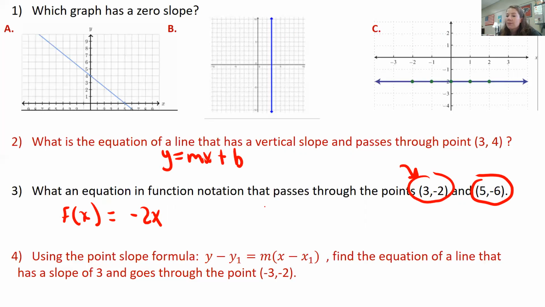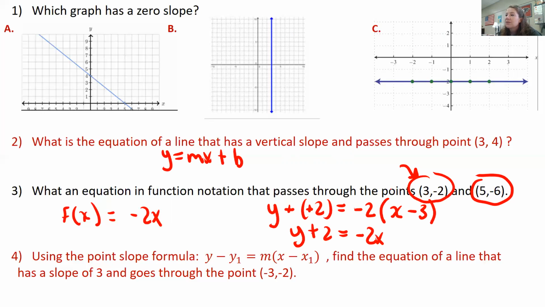So my point slope formula is y minus y1. Well, my y value is -2 equals our slope, which is -2, times x minus x1. Well, our x coordinate is 3. So y minus the -2, bam, bam. We're going to do y plus 2 equals -2 times x is -2x. -2 times -3 is +6.